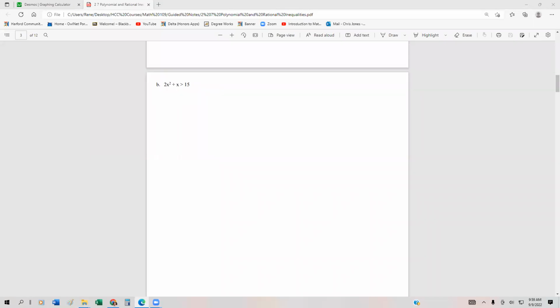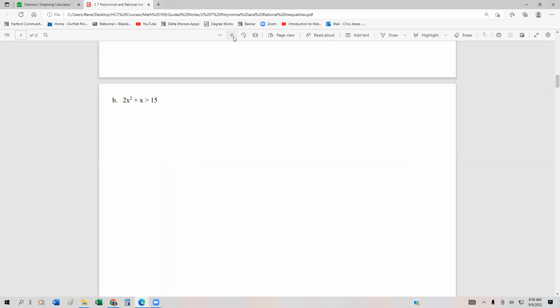We're going to take a look at a few more examples of going through and solving these polynomial inequalities. So we have this one, 2x squared plus x greater than 15. First step is to make sure that we have 0 on one side and all the other terms on the other. So we subtract 15 from both sides to get 2x squared plus x minus 15 greater than 0. Then we solve and find the zeros of the polynomial. Those are going to give us our boundary values.